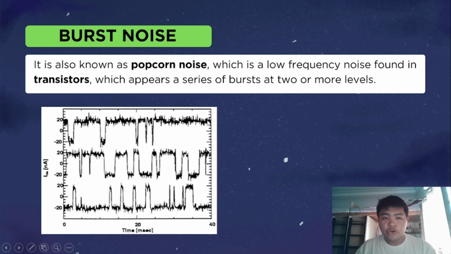Next, we have burst noise, also known as popcorn noise, which is a low frequency noise usually found in transistors, which appears as a series of bursts at 2 or more levels.